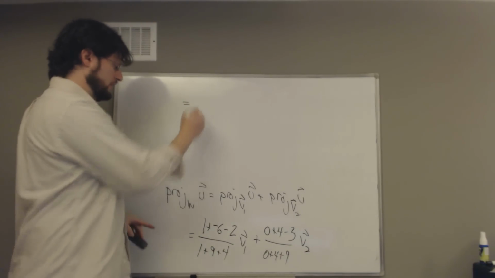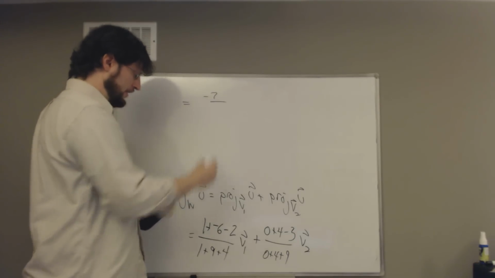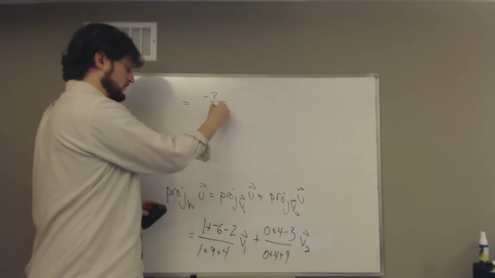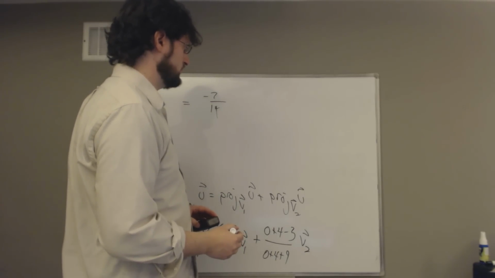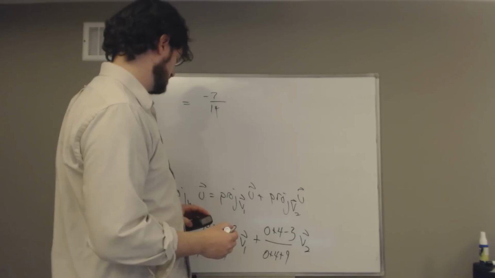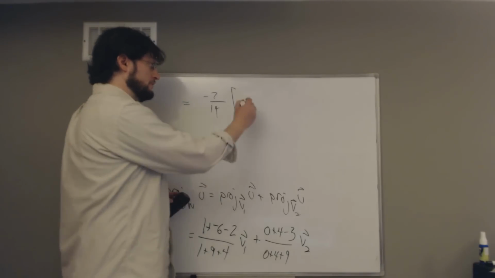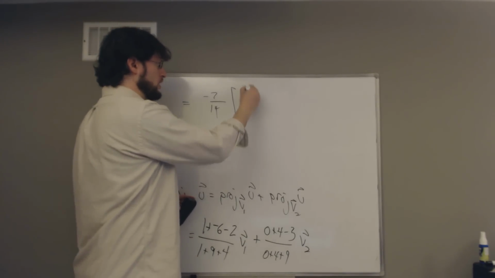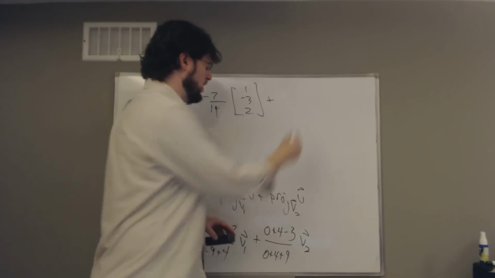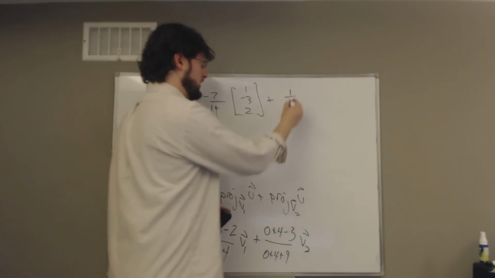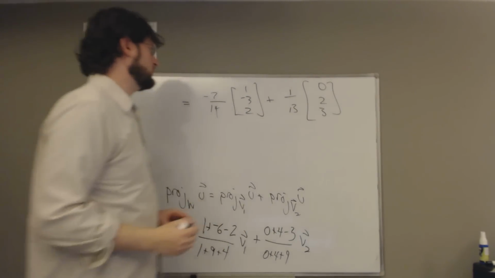Well, let's finish this out. This makes 1 minus 8, which is -7 over 14 times v1. And v1 was the vector 1, -3, 2, plus 1 over 13 times the vector v2, which was 0, 2, 3.